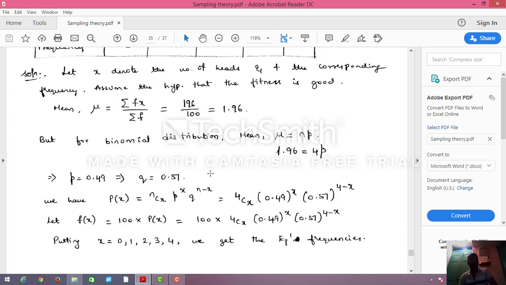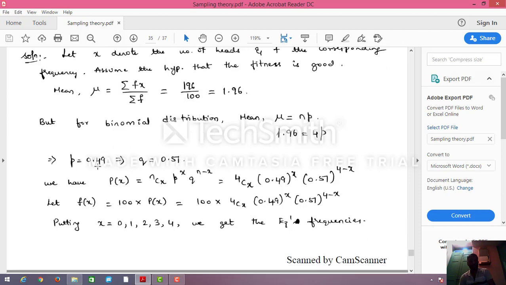Now, why here has mu equal to np been equated? In the previous problem in Poisson, mu equal to m. That is, Poisson distribution mean is only m. Here, binomial distribution mean mu equal to np. N is nothing but 4. 4p equal to 1.96. If you simplify that, p equal to 0.49, and you will get q equal to 0.51.